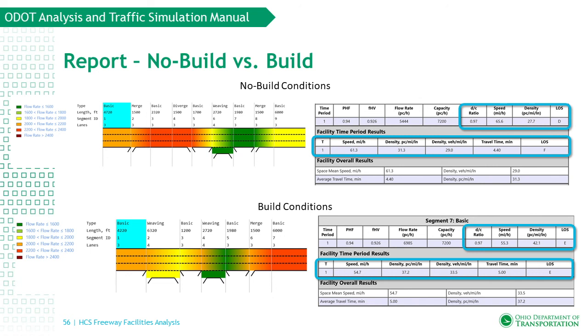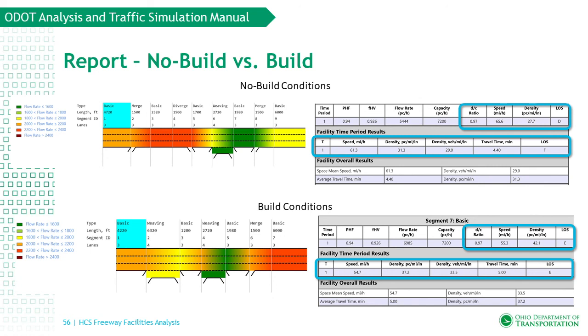The fact the LOS has lowered is an indication that the build condition has improved upstream operations. The fact that the build condition did not receive the error regarding oversaturated conditions is also an indication that the build condition is an improvement over the no-build.